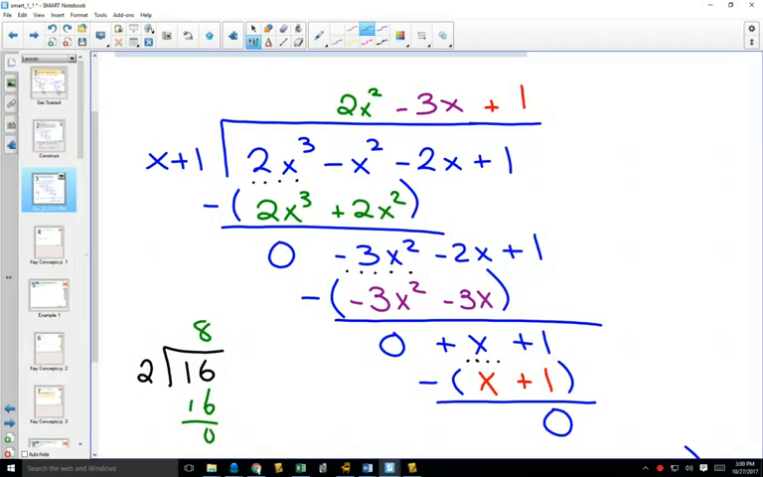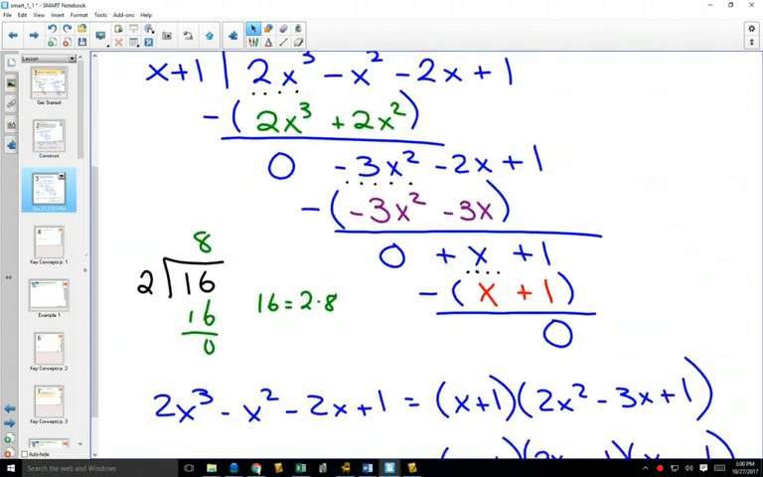Well, what does this mean? This means that 16 is equal to 2 times 8. So what this means is, the thing inside is like my 16. That is equal to x plus 1 times my answer, just in the same way that 16 is equal to 2 times 8.